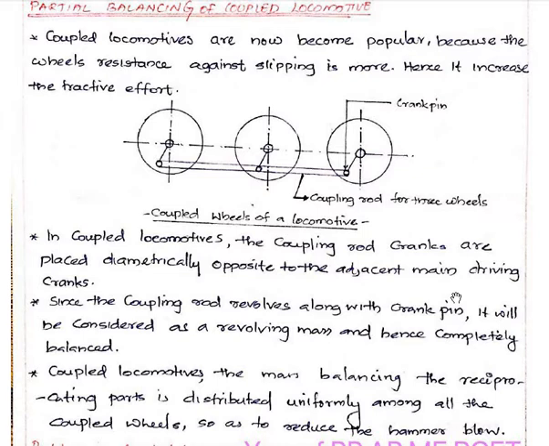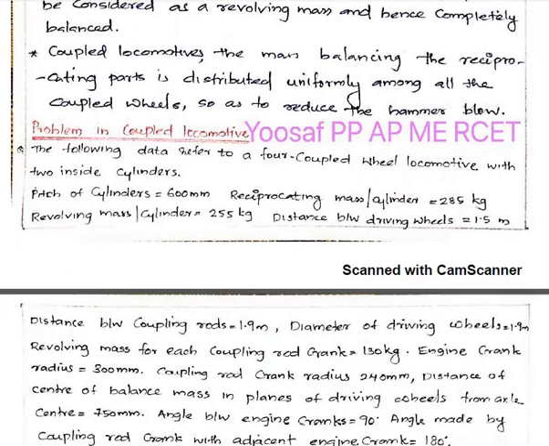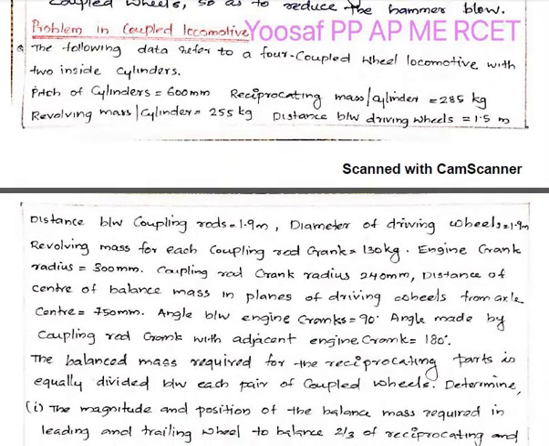In a coupled locomotive, the mass balancing the reciprocating part is distributed uniformly among all the coupled wheels so as to reduce the hammer blow. Next, let us see a problem in the topic of coupled locomotive. Listen to the question.